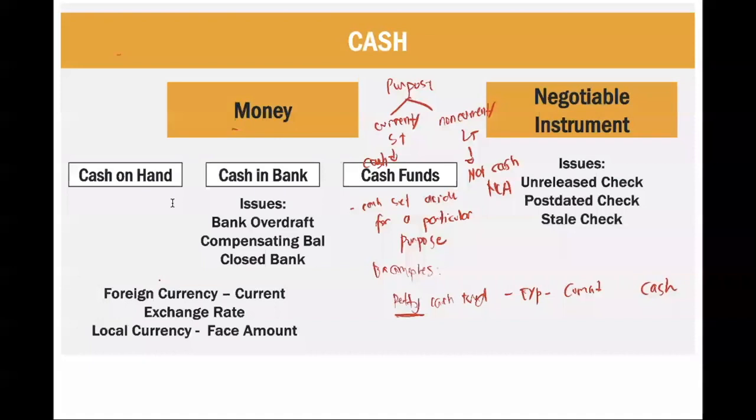Another, payroll fund. Payroll is normally a current liability, since you always pay your wages. So it is a current liability. Since it is considered current, cash or not cash, we say it is cash. Take note, for cash funds, you test the purpose, if it's current or non-current. In this case, the purpose is current, so cash.